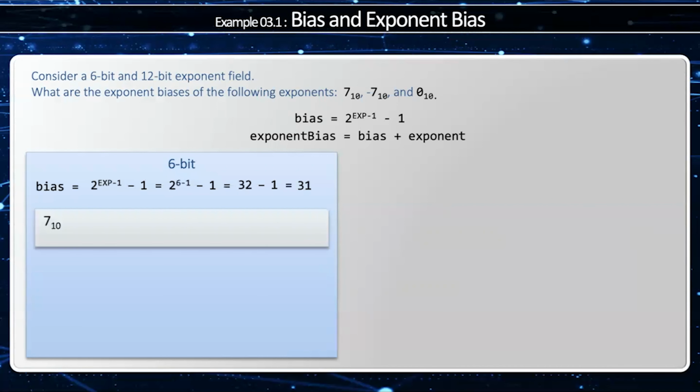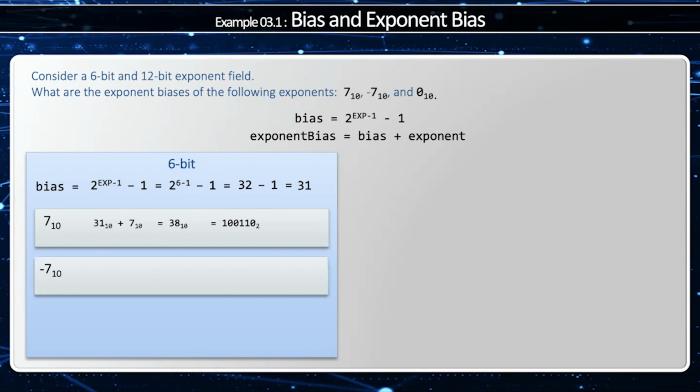So let's try to compute 7 base 10, and that's my exponent field, and I want to compute the exponent bias. So the formula is bias plus exponent. My bias is 31 base 10. My exponent is 7 base 10. 31 plus 7 is 38 base 10. And now I want to convert this into a 6-bit unsigned integer, and that'll be 100110. Notice how it's positive, and positive numbers in exponent bias have a 1 in the most significant bit.